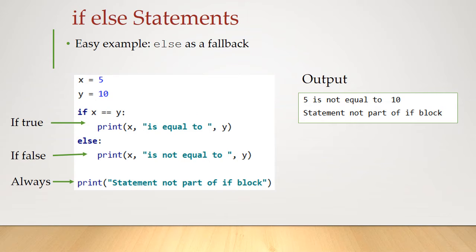The if statement has an optional else segment, and the statements that are indented under the else are executed if the condition evaluates to false. In this example, we have x equal to 5 and y equal to 10. The condition x equals y evaluates to false, so the statement indented under the else is executed, and x or 5 is not equal to 10 is printed on the screen. Following that, the print statement not part of the block is executed.